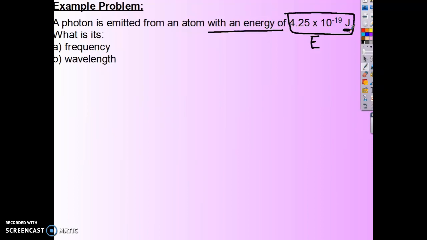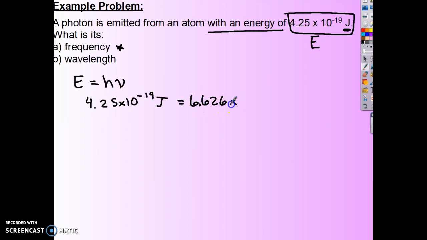Now it wants us in A to find the frequency, and then after that we can find the wavelength. So the equation we're going to need is an equation that has both energy and frequency, which we have: E equals h nu, or energy equals Planck's constant times frequency. So we can plug in our energy, 4.25 times 10 to the negative 19 joules, equals 6.626, our Planck's constant, times 10 to the negative 34th, joules times seconds, times nu.